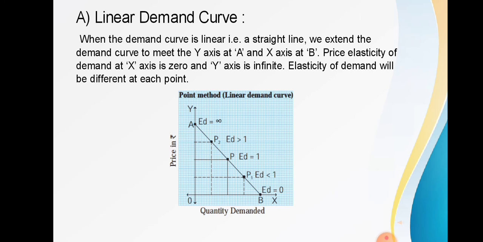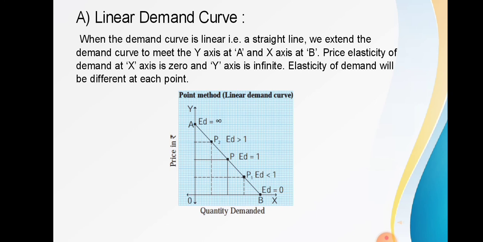Price elasticity of demand at the x-axis is always 0. What is the price elasticity of demand? The price elasticity of demand at the point touching the x-axis is always 0, and at the point touching the y-axis it is always infinite. Are you getting? So the point which touches the x-axis is always 0.